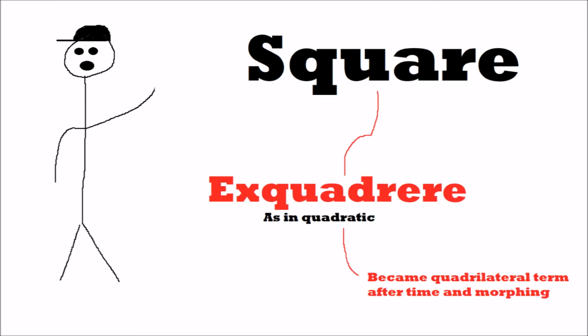Both the word and the use of the letter M as its symbol seem to have originated in the United States. Square is derived from the Latin phrase ex quadrare, like a quadratic. Over time, the term was contracted into its present form and came to mean the regular quadrilateral.